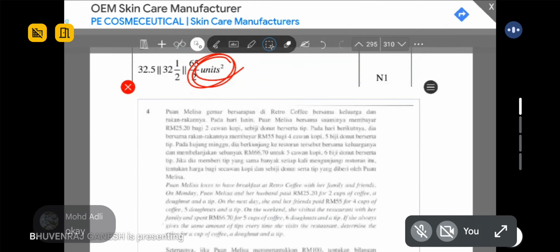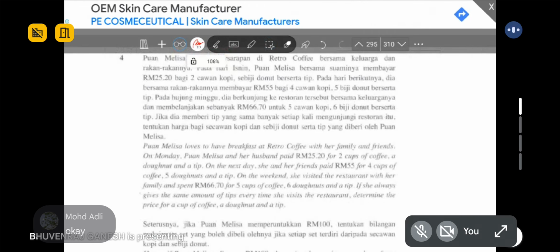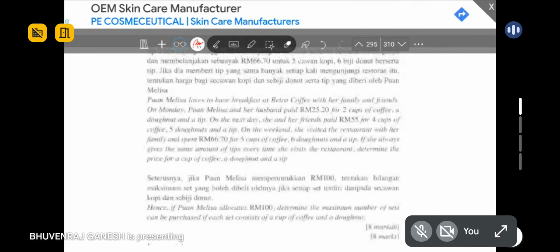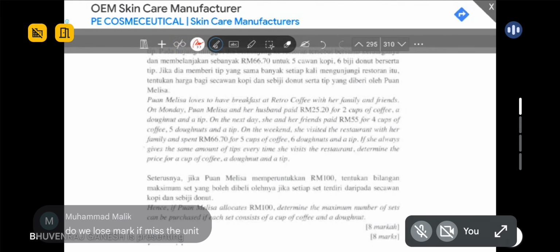Question number 4. So for question 4 is about simultaneous. Kaedah persamaan serentak saja. So this one is your form 4 chapter 3.